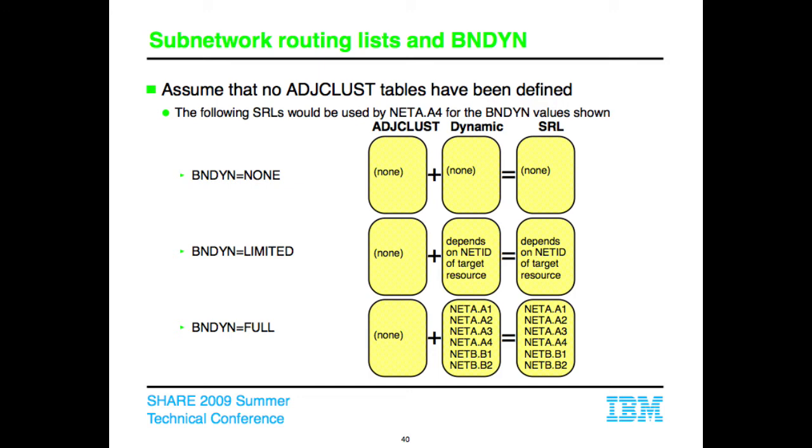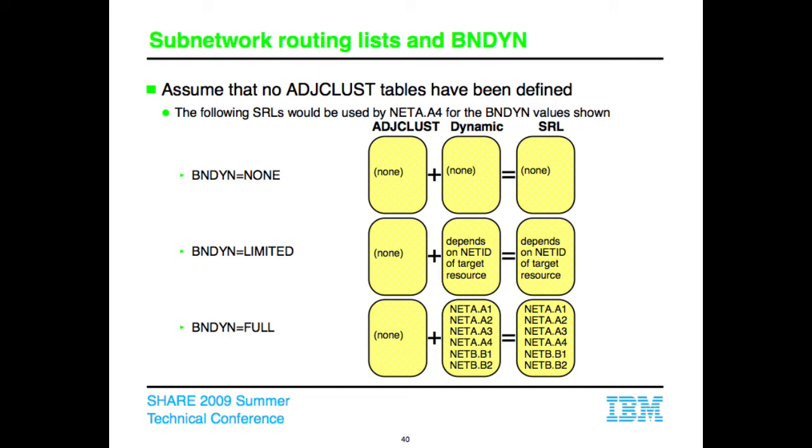With border node dynamic equals limited, there are no adjacent cluster table entries, but there are dynamic entries, and how many dynamic entries would depend on the net ID of the target resource. If it was net B, I'd probably have 2 entries to put in there. If it was net A, I'd probably have 3 entries. But if it was net C, I probably wouldn't have any entries, and that's because A4 does not have visibility to anybody in net C.